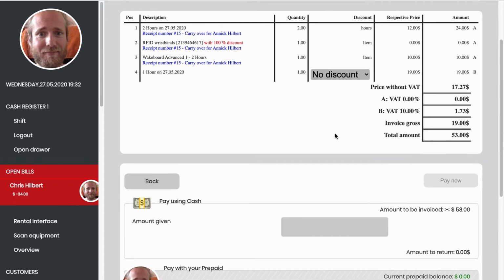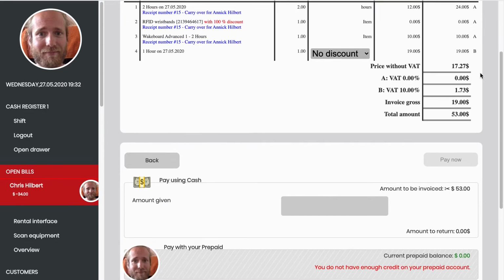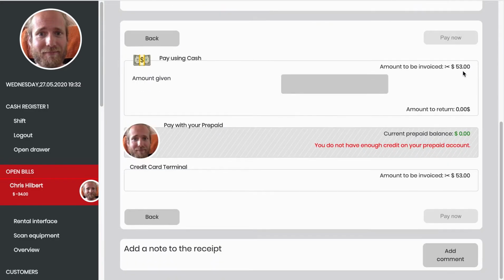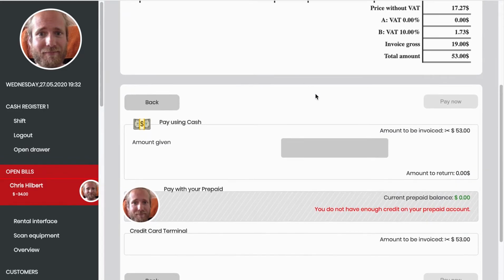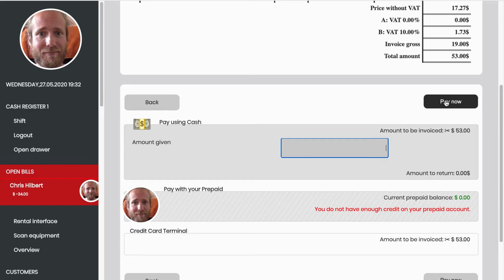And now what the system will do is actually it will add all the different transactions that are still open, so the transactions for my daughter plus my own transaction on one total invoice. So we have the 34 euros for my daughter plus my own ticket here for 19, so that ends up at 53. And now here I can choose how I'd like to pay. So in my case, I'm gonna use cash.